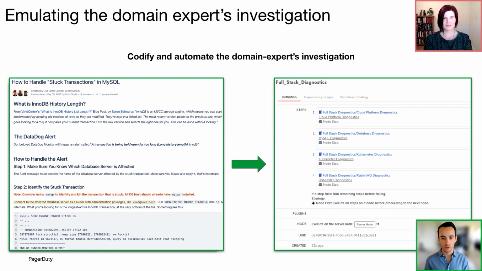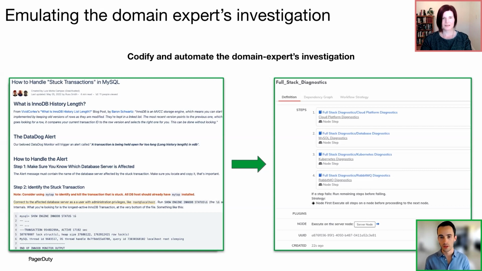Step one, make sure you know which database server is affected. Step two, identify the stuck transaction. Our whole premise here is to codify and automate that domain expert's investigation, as is written here. What we're trying to do is take what you see on the left and turn it into what you see on the right. And what you actually see on the right is a number of different teams who have contributed to an end-to-end diagnostic runbook, which will be executed programmatically and automatically. And that's what we will go into in the demonstration.